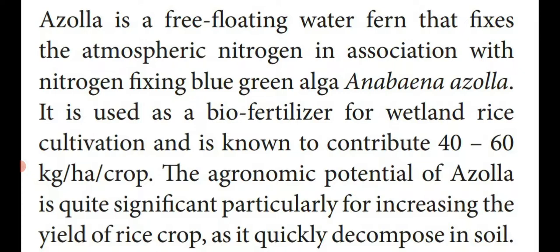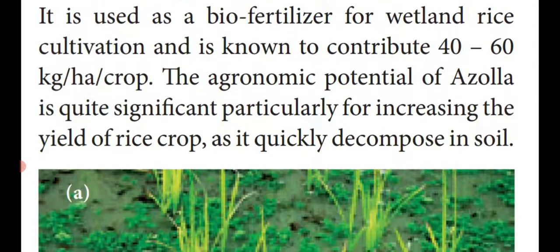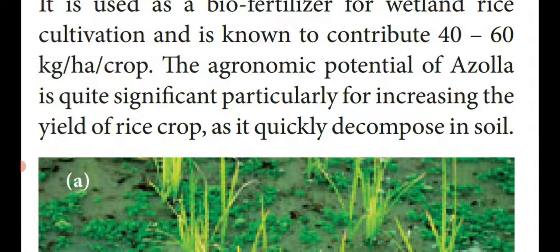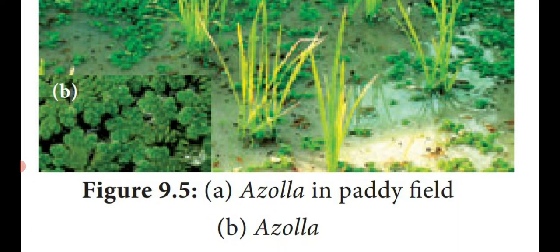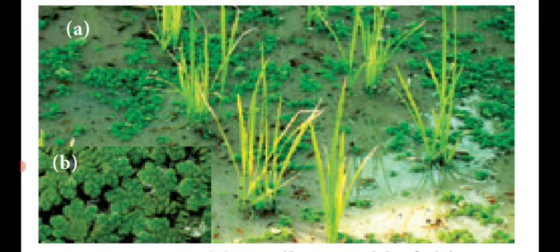So the agronomic potential, means agriculture importance, of azolla is quite significant, particularly for increasing the yield of rice crop, and also it is easily decomposed in the soil. It does not cause any pollution. It will be easily decomposed into the soil and make your soil fertile. So that's why, see the diagram given here, azolla in the paddy field.